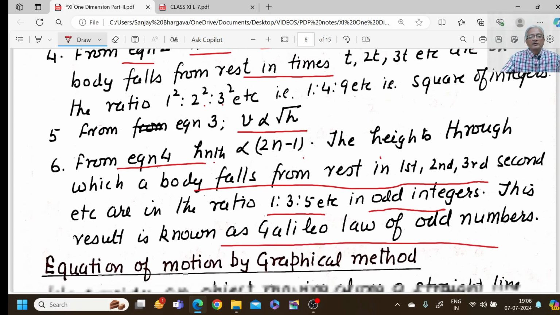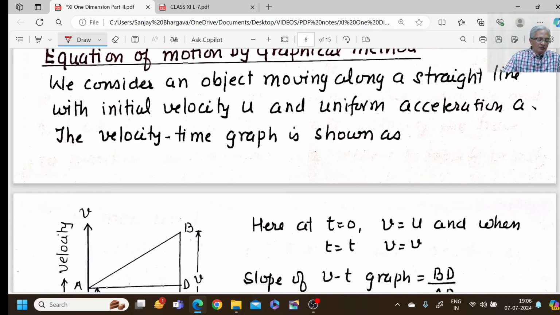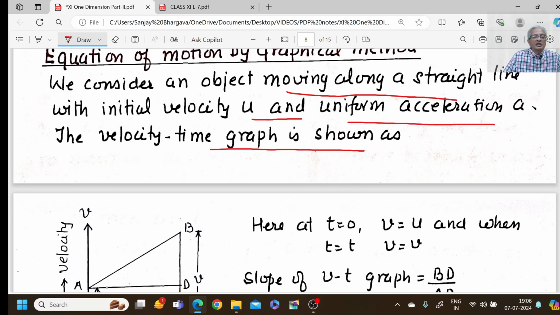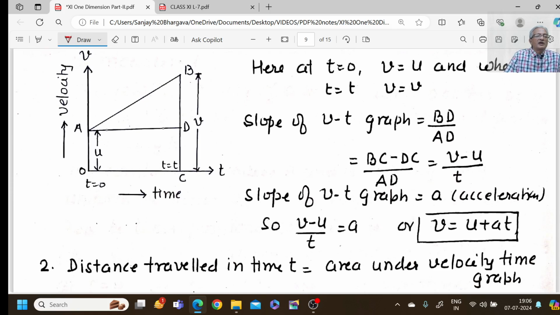We can also derive the equations of motion by the graphical method. We consider an object moving along a straight line with initial velocity u and uniform acceleration a. The velocity-time graph is shown here. On this graph, on the y-axis we have taken velocity, here time. The initial velocity at point A is u and the final velocity at point B is v. At t is equal to 0, v is equal to u. At t is equal to t, v is equal to v.